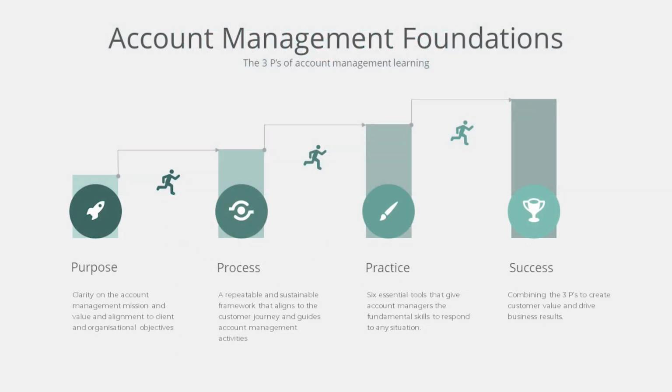Now, here are the 3 Ps of account management learning. That's what I call them. We begin with purpose. It's really important that your team is very clear on the account management mission, their value, their alignment to not only the client objectives, but the organizational objectives. And in particular, we want to make sure that there's a clear differentiation between what an account manager does and what a delivery director does, and also how they exchange and collaborate together.